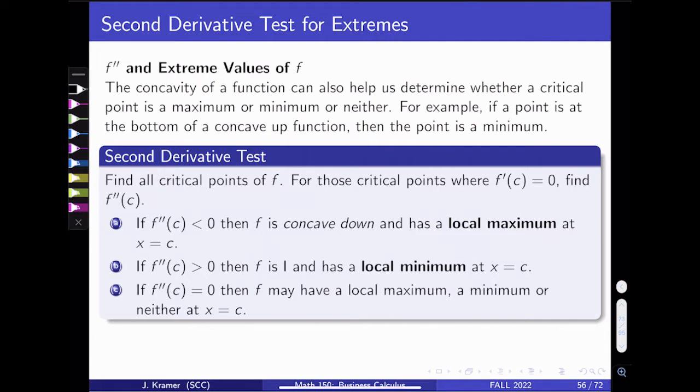If the second derivative evaluated at a critical number is negative, then f is concave down and has a local maximum at x equals c. If the second derivative at the critical number is positive, then f is concave up and has a local minimum. If the second derivative is 0, then f may have a local minimum, local maximum, or neither.